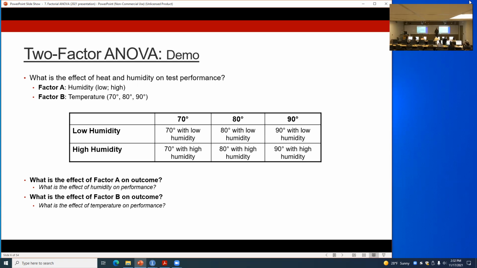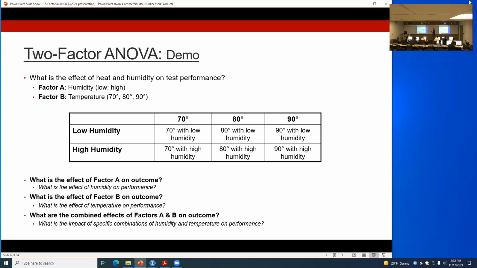This is essentially versions or analogs of our one-way ANOVA designs, okay? But then, this is where these factorial designs come into play and start to become interesting. What are the combined effects of factors A and B on outcome, okay? What's the impact of specific combinations of temperature and humidity on performance? As I start to put these components together, how does this impact how people are operating?